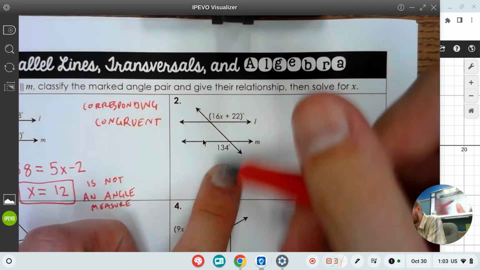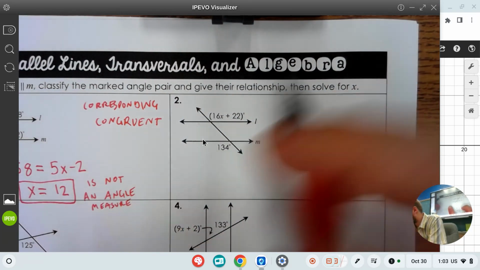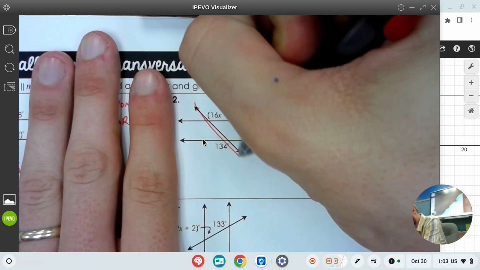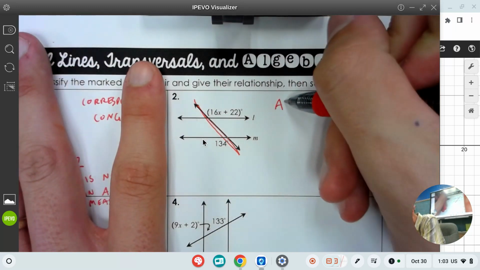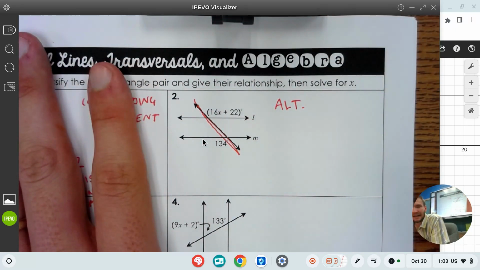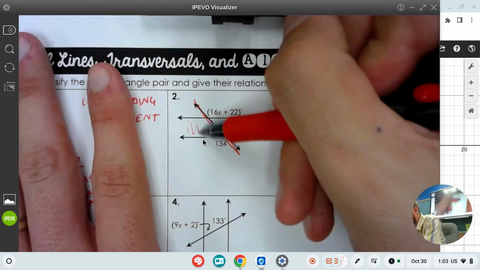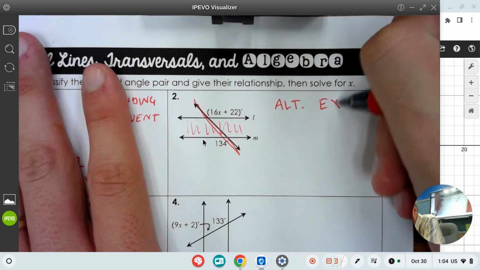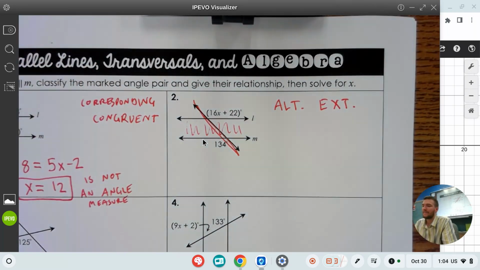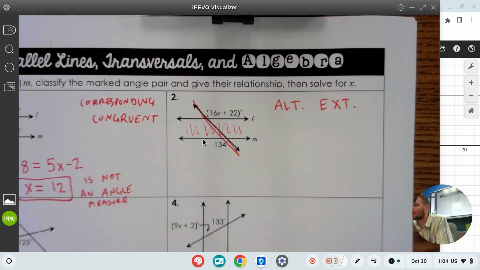How would you classify these 2 angles? I'm noticing that, perfect, there's my transversal. They're on alternate sides. And I'm noticing that they are on the exterior. They are not in the middle of those parallel lines. They're on the exteriors of them. So these are alternate exteriors. When it comes to alternate exteriors, maybe you have your flip book out. Is that congruent setup or is that supplementary setup?